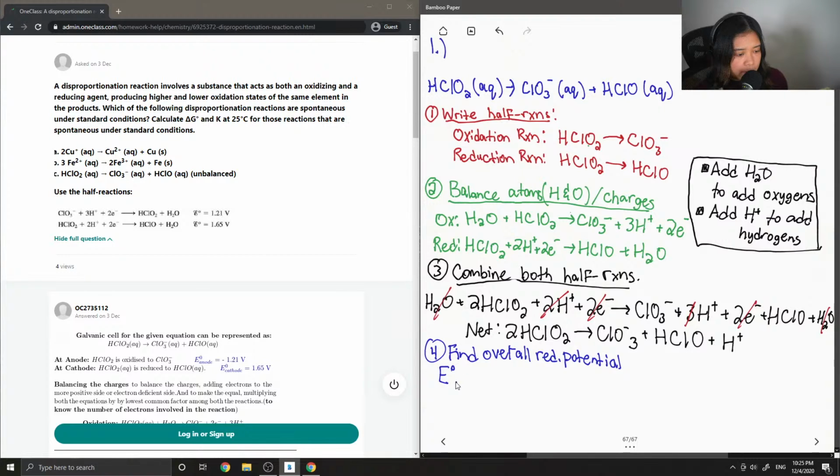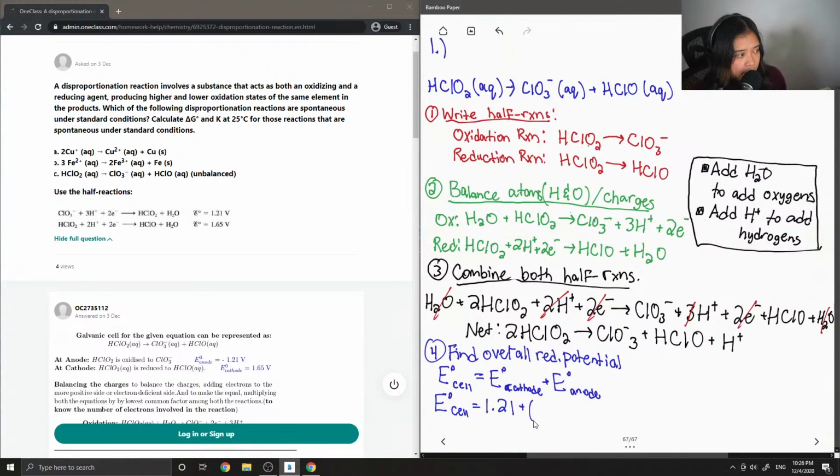So this can be expressed as E cell is equal to E cathode plus E anode. So this is given in the question. So for the cathode, it is 1.21. So that is our reduction reaction.